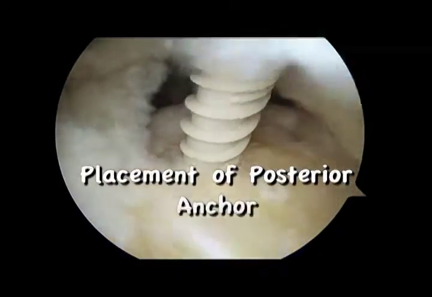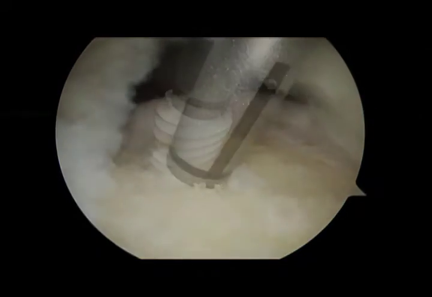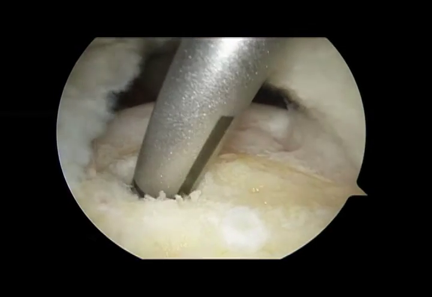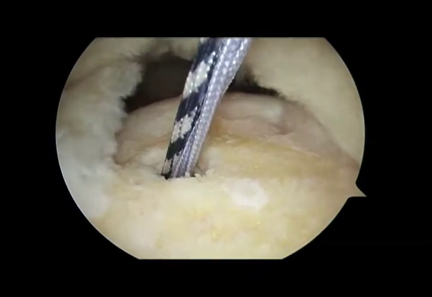We then place our 4.5mm triple-loaded peak anchor, taking care to orient the driver handle such that the eyelet of the anchor will allow each suture to run in a medial-lateral orientation. The driver handle is removed and the anchor is felt to be secure after pulling on the sutures.